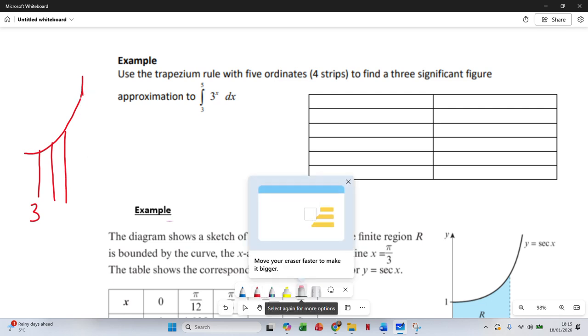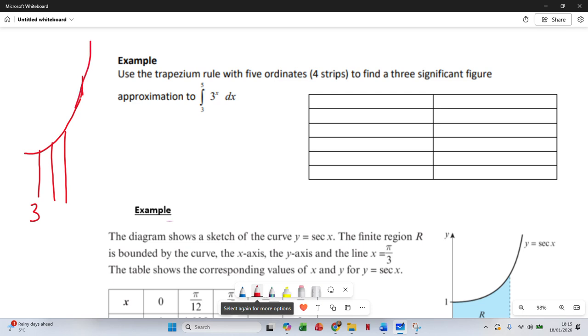Let's make the gap between them a little bit bigger. I'm really tailing off there, aren't I? I have no idea if this is what it actually looks like, but there you go. We'll split it into 4 trapeziums there.